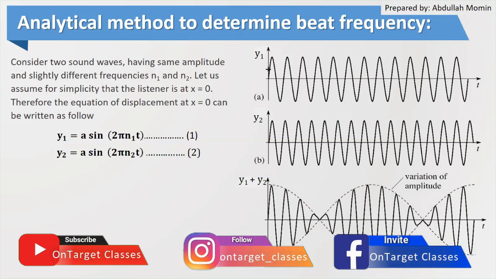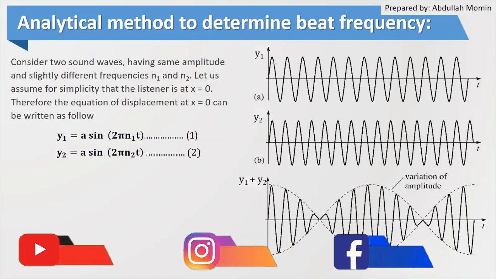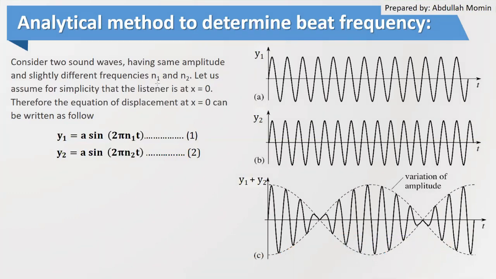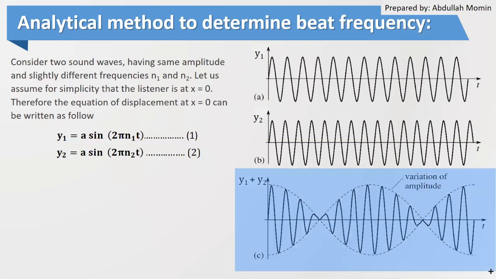So this y1 is a certain frequency, that is n1. This y2 is a frequency n2, and the frequency difference is very small, and if these two waves superimpose with each other, they will give rise to resultant wave that looks like this. So this is the resultant wave which is produced due to the superposition of these two waves. So first we are going to find out the equation of this resultant wave.